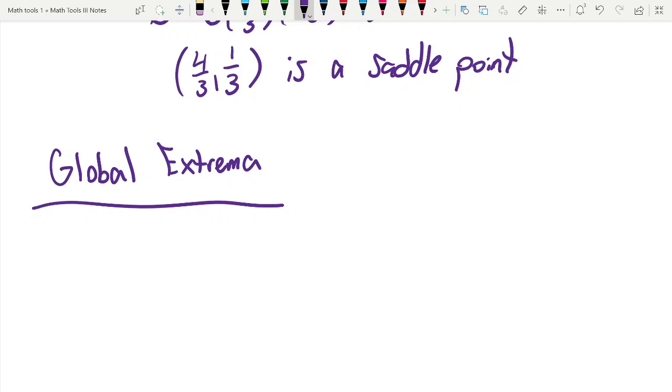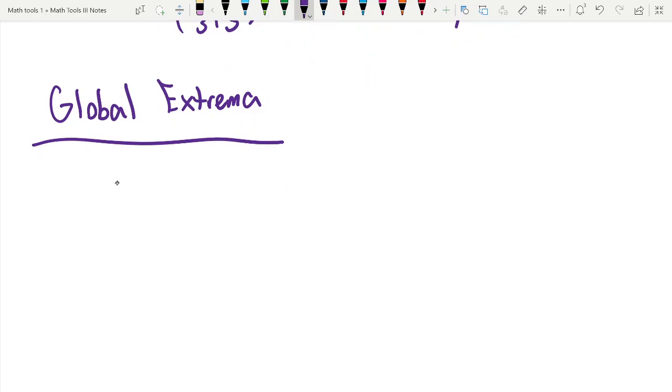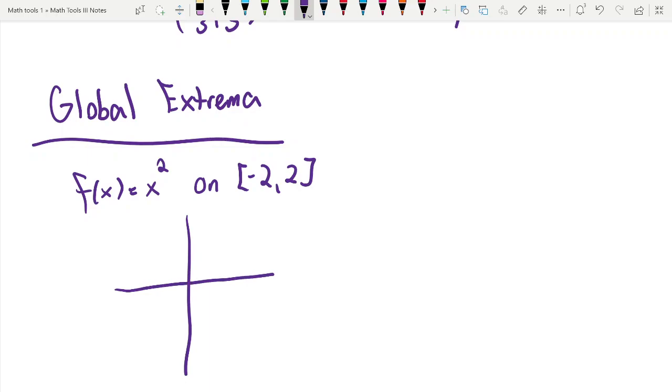Now, the trickier part here is going to be those endpoints, right? Because on a single variable function, so just say something like f of x equals x squared on -2 to 2, for example. Right, so just as a reminder of how we did these problems. Okay, so this would look something like this.